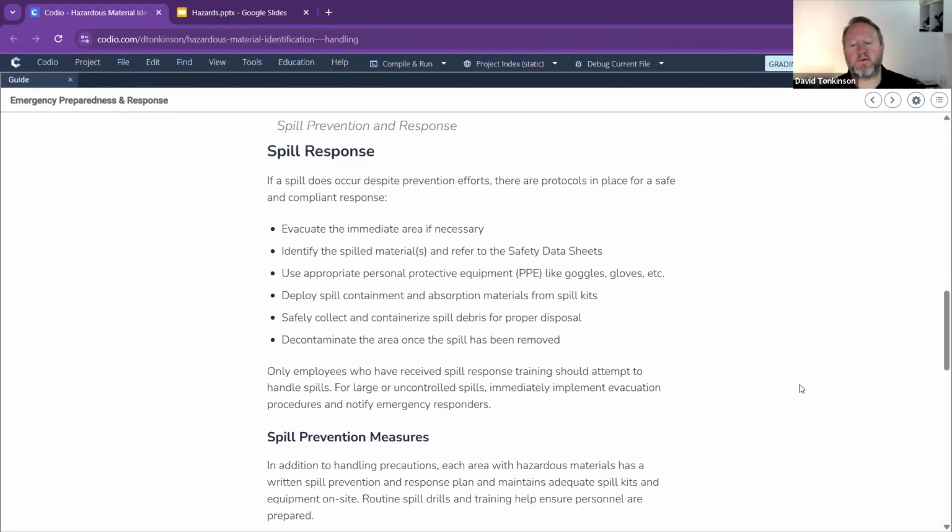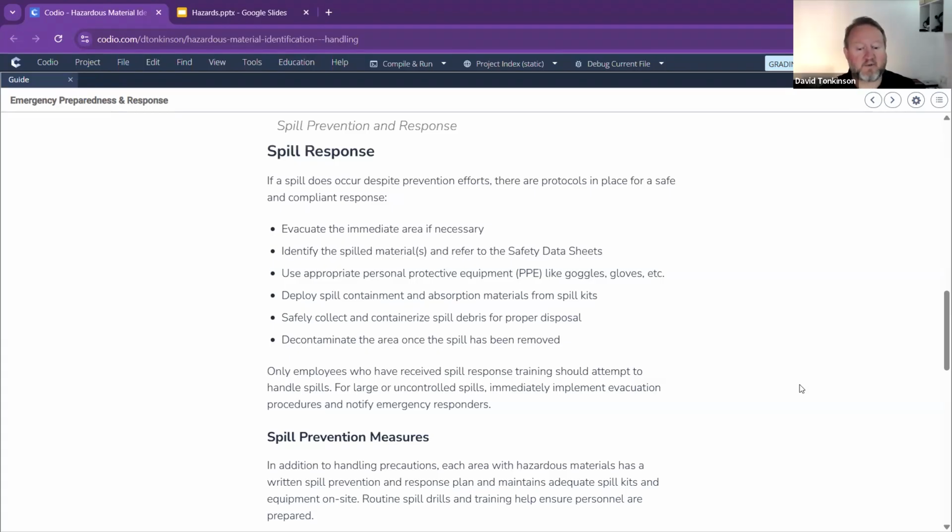So there's always going to be protocols in place for safe and compliant responses. These protocols will be available to you within the data center. They're not likely to be one of the SDS books you basically rip out, but they are going to be about safe and effective responses. You will be able to read those. They are mandatory that you can access those.